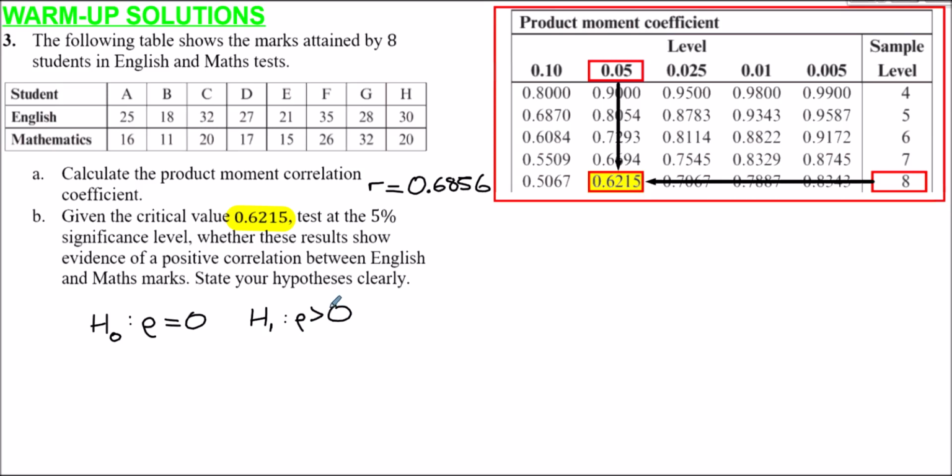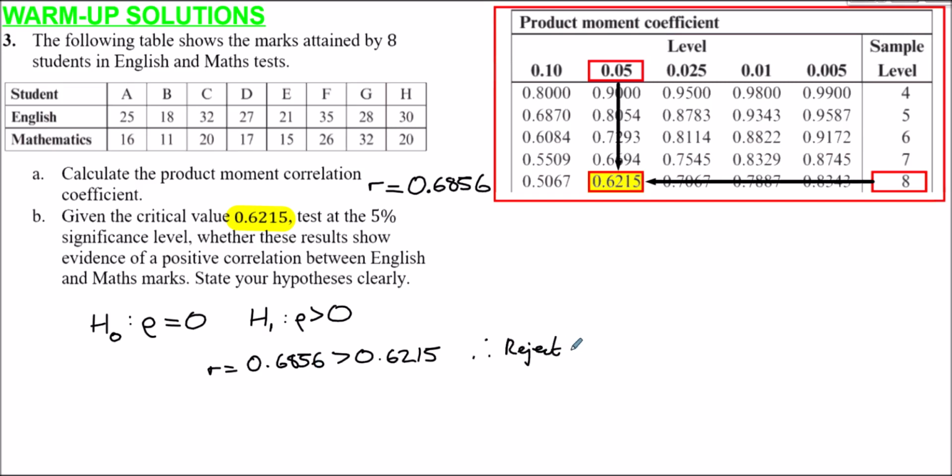So what we've got here is actually an r value of 0.6856. So then we just say we've observed r is 0.6856, which is greater than the 0.6215 critical value. So because our observed value is greater, more extreme if you like, than the critical value, it's a greater magnitude, then we reject H0. So therefore, we just say reject H0 and give a brief explanation as to why.